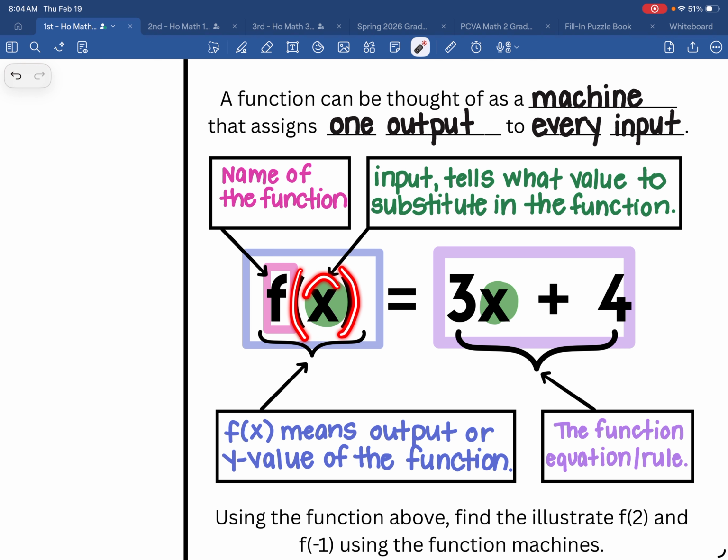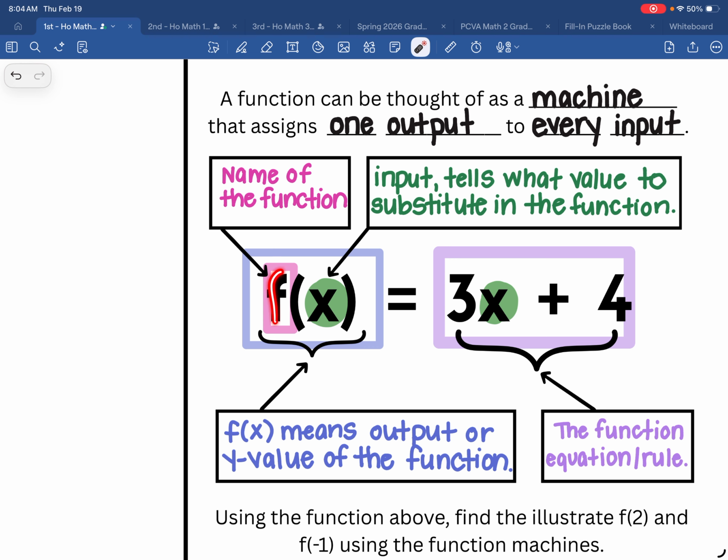Okay, the parentheses and what's in the parentheses is the input value. So in the parentheses normally is the variable x, and that is going to represent the input. It tells us what value to substitute. So at some point we may put like the number 3 inside the parentheses. Again, that doesn't mean I multiply by 3. That means I input 3. And we're going to input that number in for the x value and evaluate.